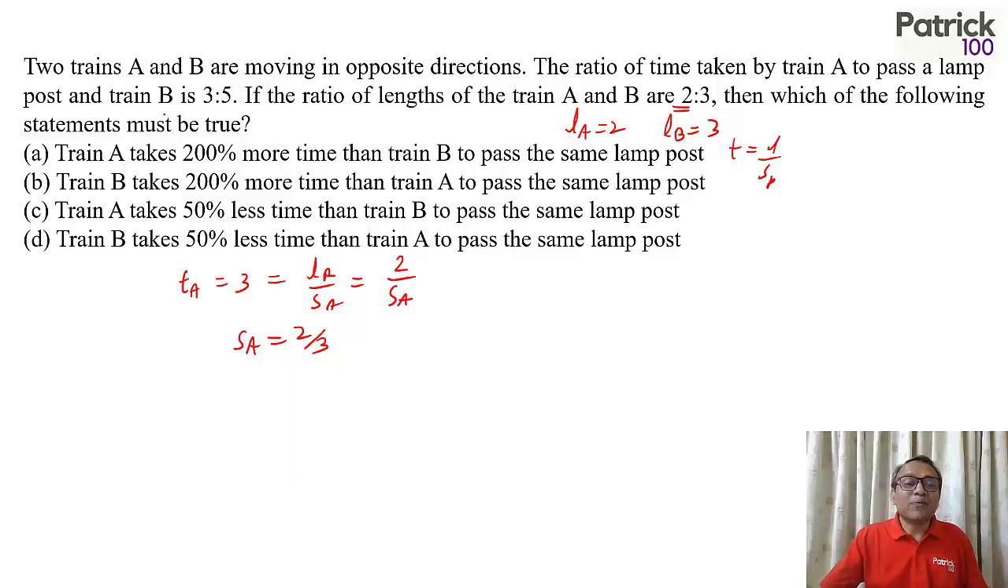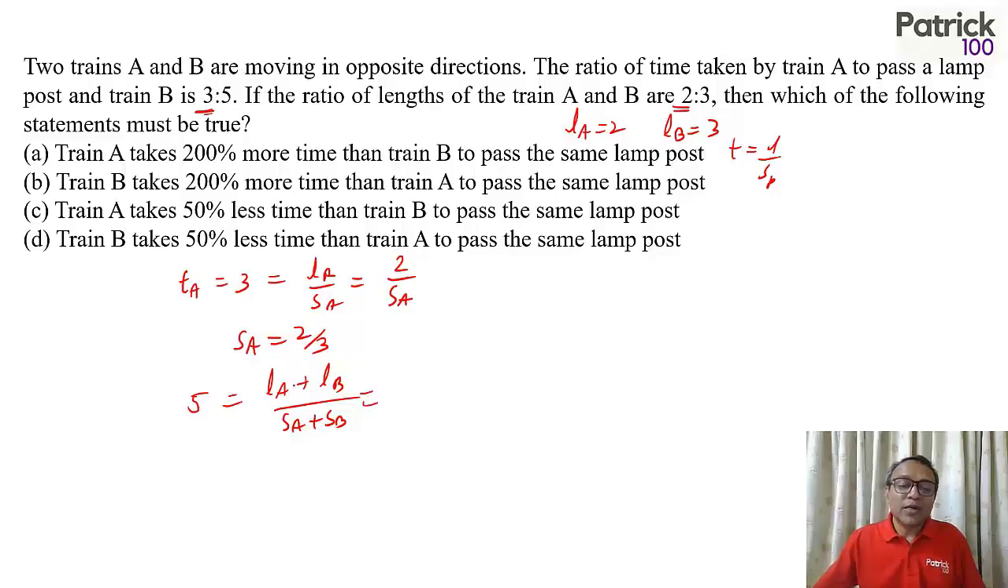This is to cross the lamppost. I'm taking 3 here to cross the lamppost. Now in the second case, train A is crossing train B. Time taken is 5 here. That is length of A plus length of B upon speed of A plus speed of B.